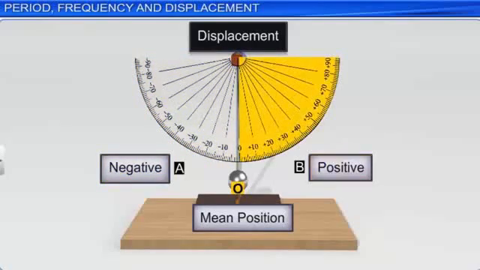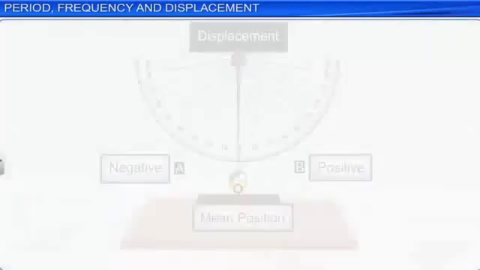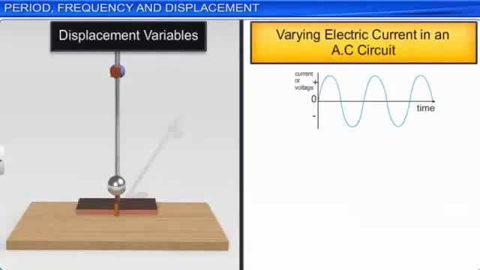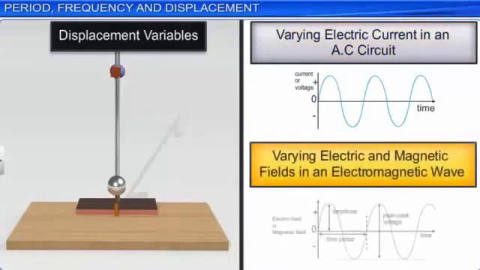The displacement variable in general can be understood as the variations in a physical quantity with time, in a broader sense, when the variable involved oscillates. The varying electric current in an AC circuit and varying electric and magnetic fields in an electromagnetic wave can be considered as displacement variables.